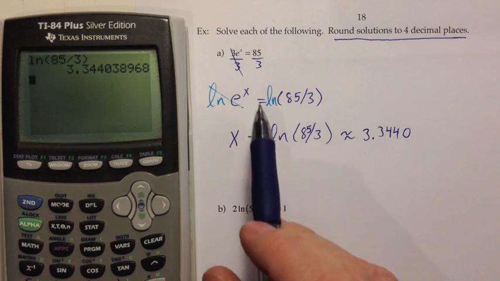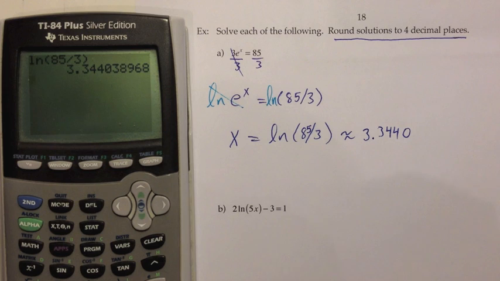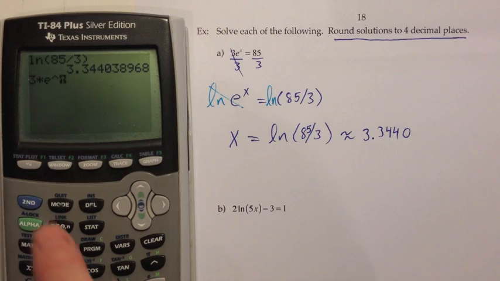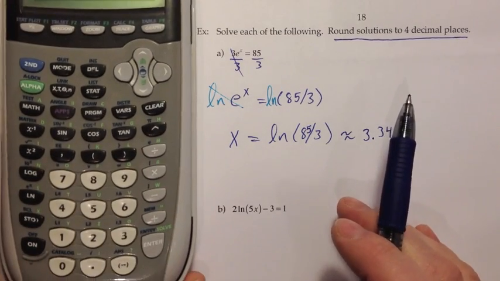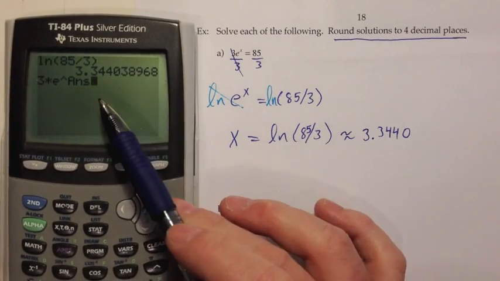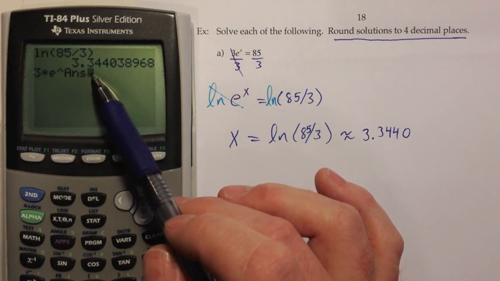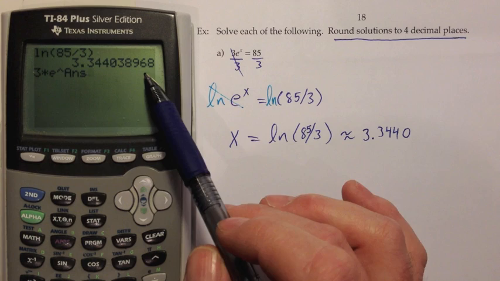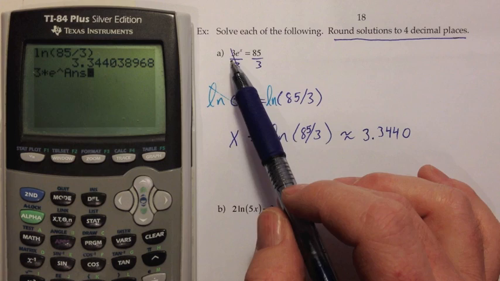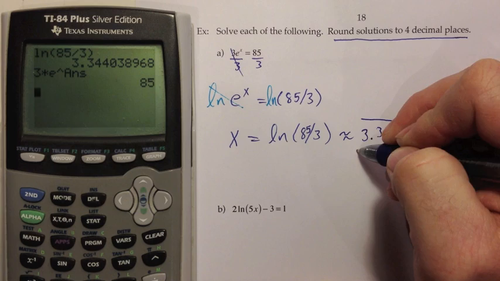And whenever you want to check one of these answers, you can plug your solution in for the x on this side and see if you end up with the right side. So 3 times e raised to the answer I just got. Let me just point out what I did there. The answer key is above the negative key, and if I use that, then instead of having to type that decimal in again, it automatically will put that decimal in that spot. So I'm doing 3 times e raised to the 3.344038968, and if that's really a solution, these two sides would be equal. So this left side should equal the right side of 85, and it does. So that's a good sign that I've done things correctly.